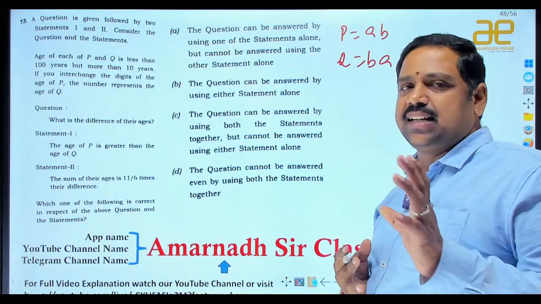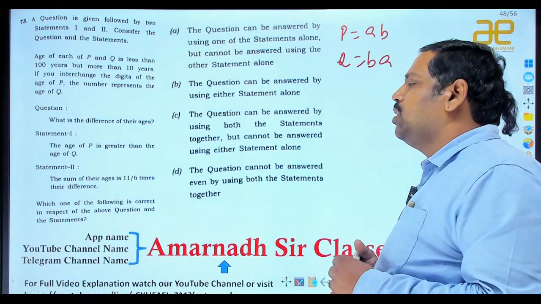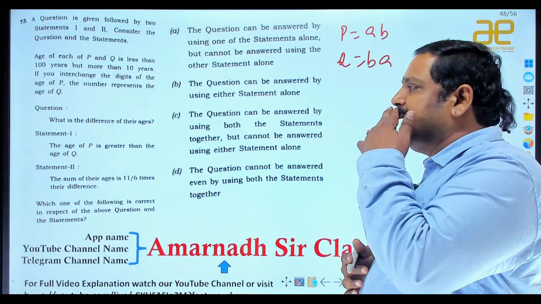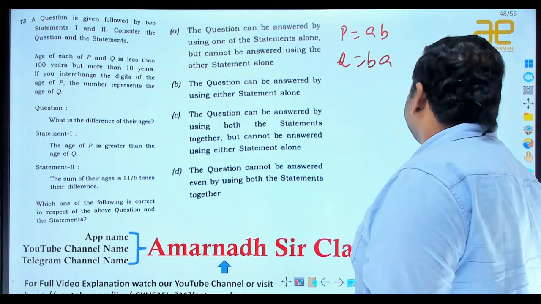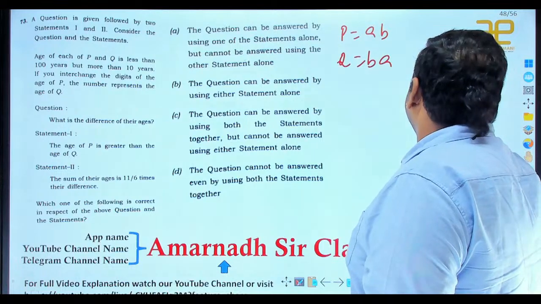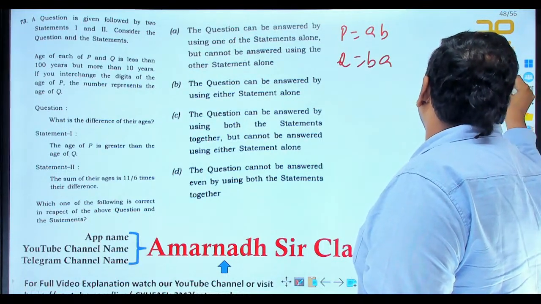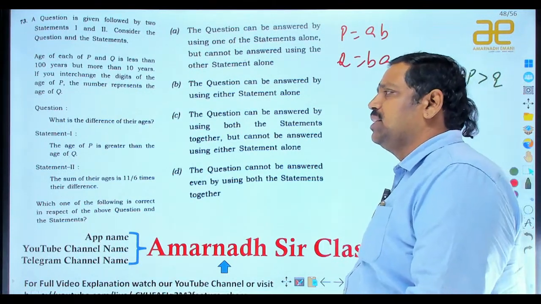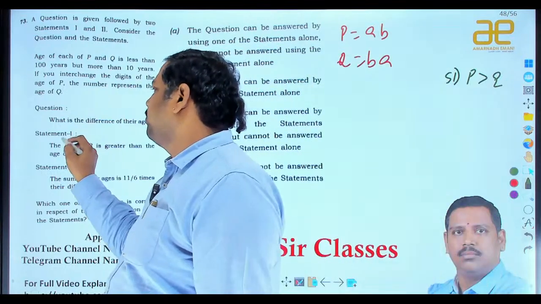So the question: what is the difference of their ages? Okay, difference is asked. First statement: the age of P is greater than the age of Q. I'm writing here, S1 is P greater than Q. From this, I'm unable to say the difference, right? So statement 1 is not sufficient.